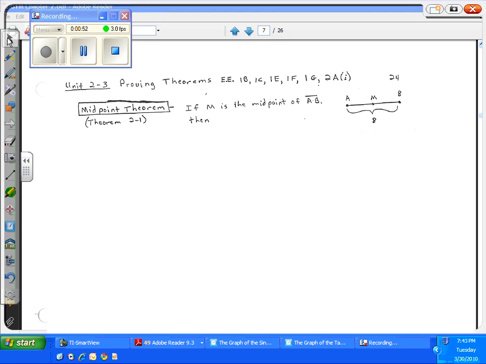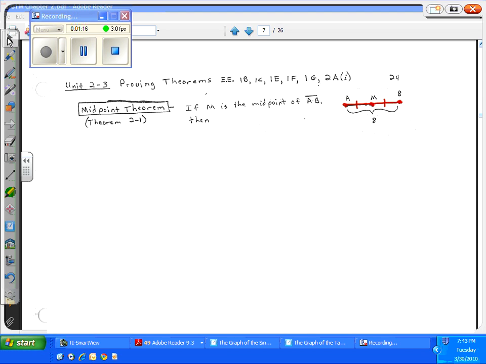But the midpoint theorem actually says if M is the midpoint of segment AB, here's the visual, the definition of a midpoint, remember, says that segment AM is equal to segment BM. That's the definition of a midpoint. What we get out of it is two equal segments.